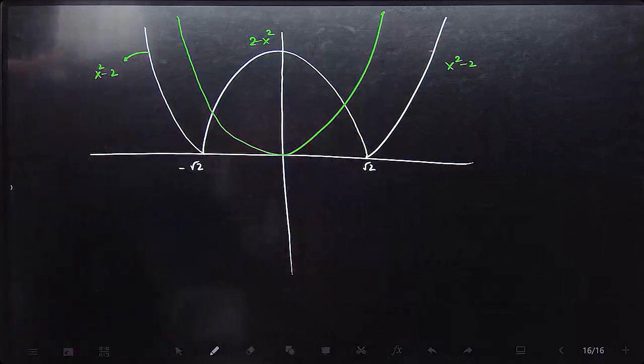This is y equal to x square. Why is it a circle? Which one is a circle?